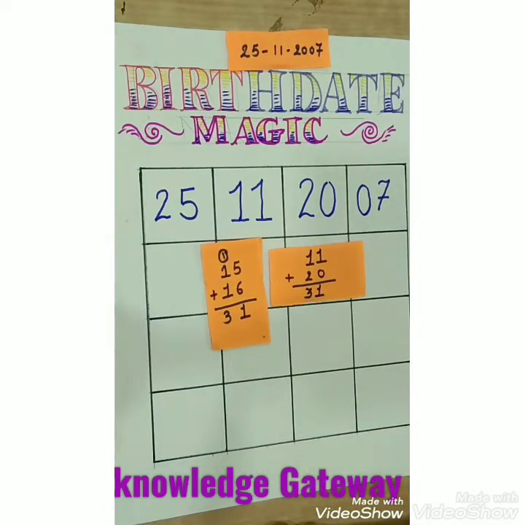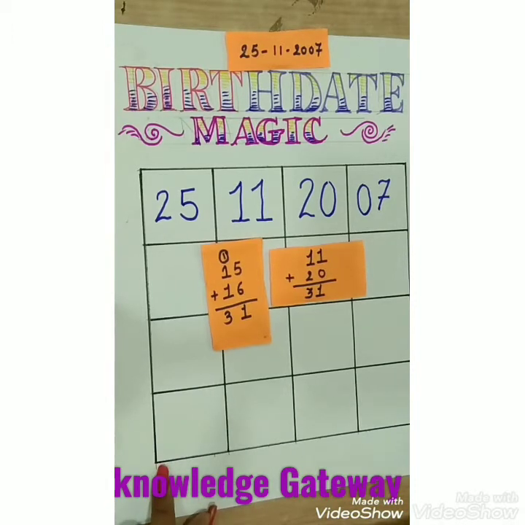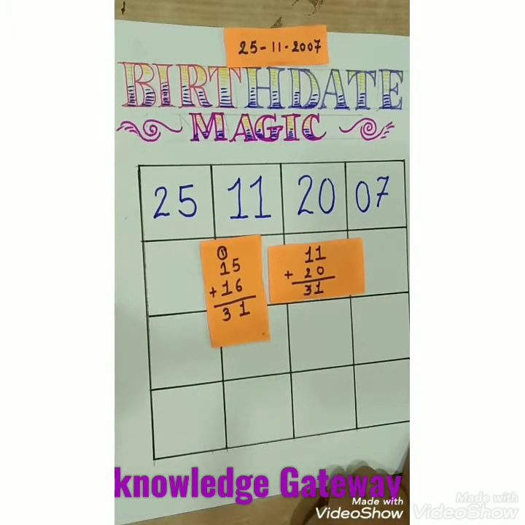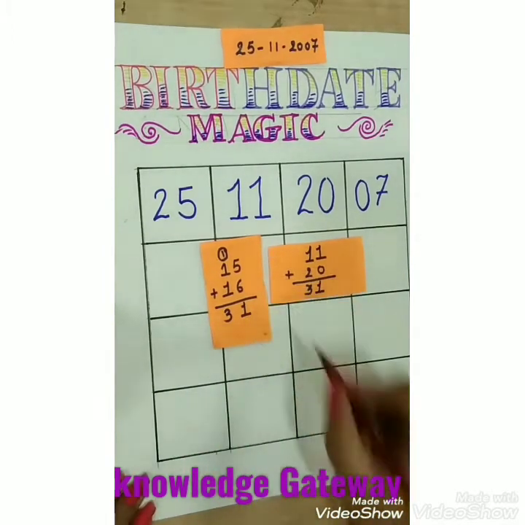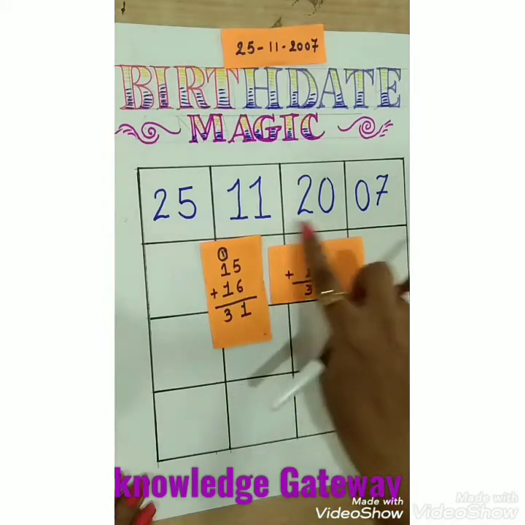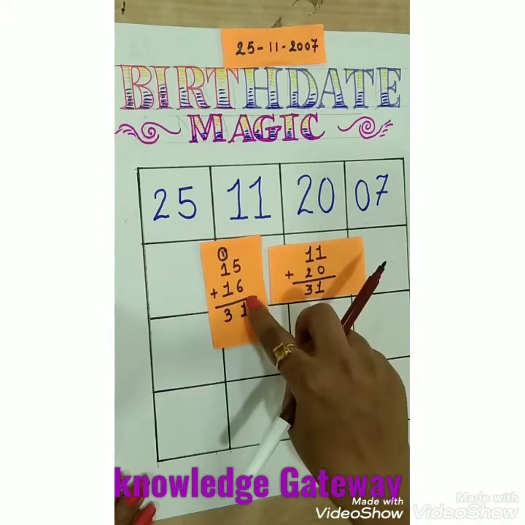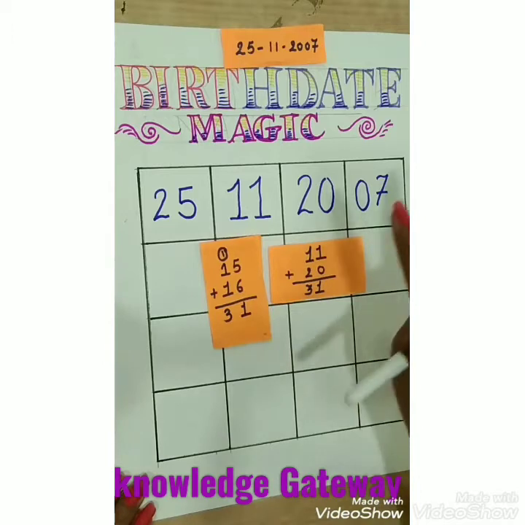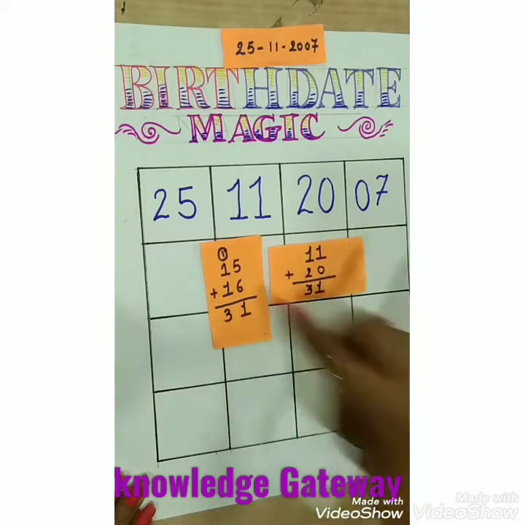You can see here these two numbers I have to place in the first and the last block of the last row. First and the last block of the last row. So which of these numbers do I have to put? 11 or 20 or 15 or 16? As I told you, you have to change the numbers, but the addition remains the same. So I will take 15 and 16.